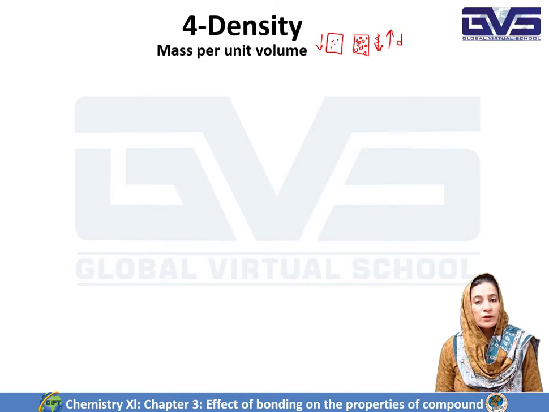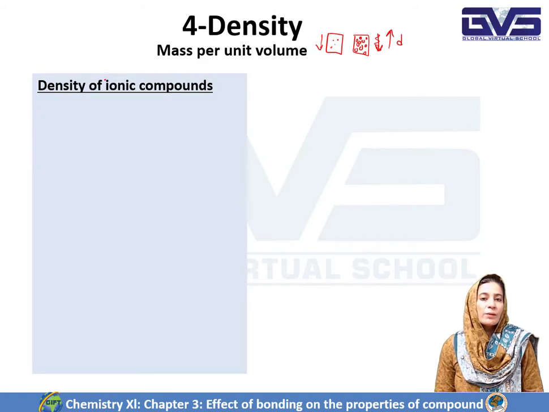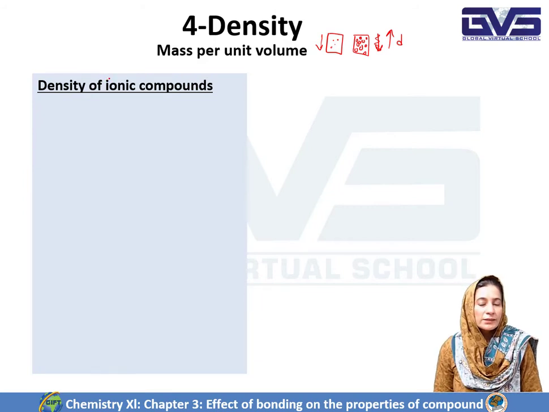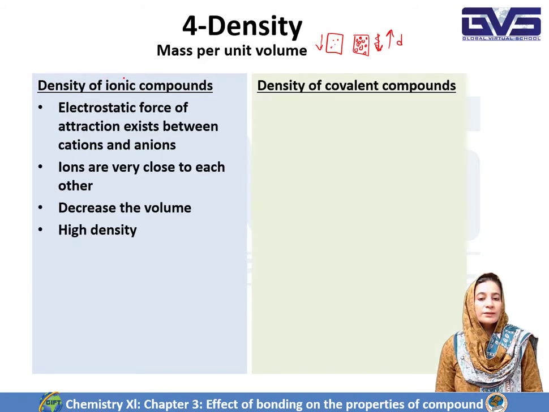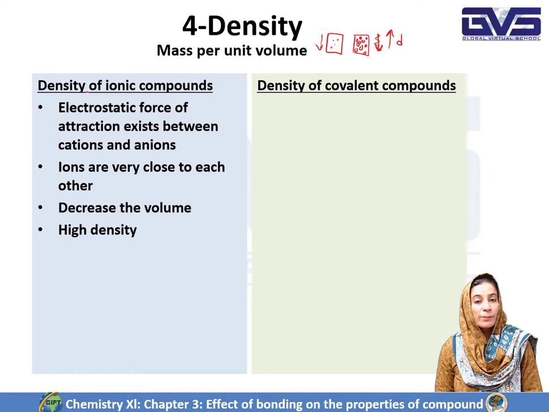Which have mass per unit volume low, that have the low density. So ionic compounds have a little higher density. Why? Because ionic compounds are formed by electrostatic force of attraction between cations and anions, positive ions and negative ions, and these ions are very close to each other due to the force of attraction. That's why their volume decreases and their density is higher.